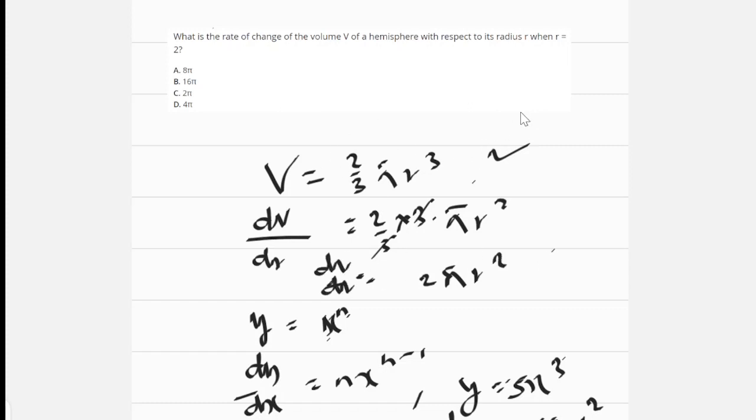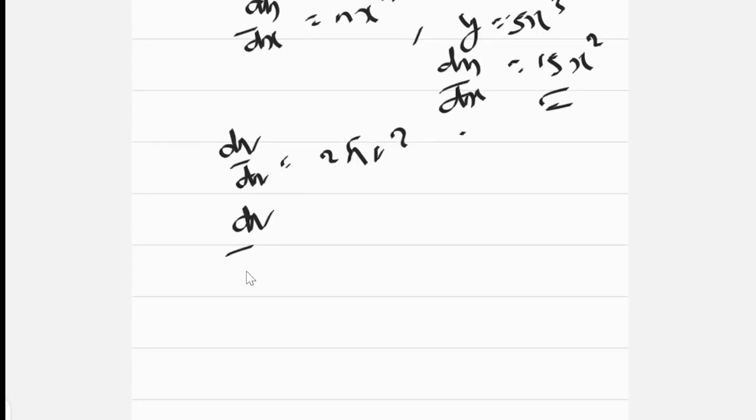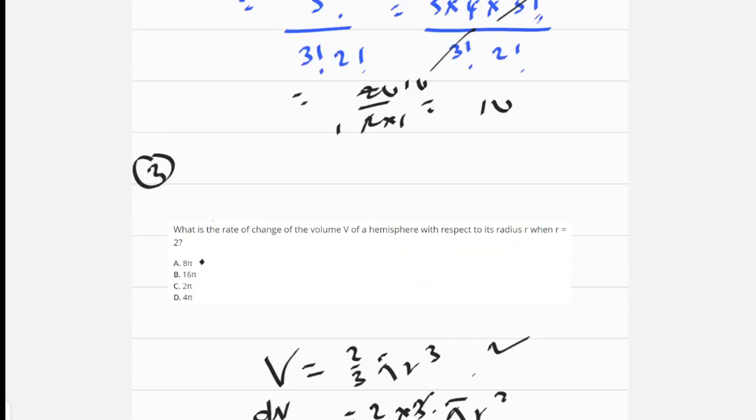But you must not stop there. The question now says when r is equal to 2. So since my dv dr is equal to 2 pi r squared, I hope you understand now. So then when your radius is equal to 2, that is the rate of change of volume with respect to r when r is equal to 2 will be what? 2 pi. Then whenever you see r, you substitute the value of 2, that is 2 squared. Then I have 2 multiplied by pi multiplied by 2 squared, which is 4. That will give me 8 pi unit cube. So that is 8 pi. So it is A. You can see it is not difficult to do.